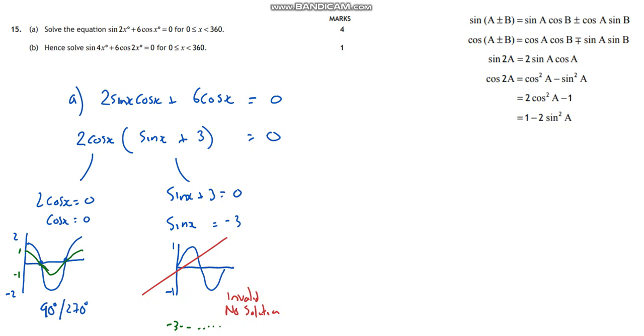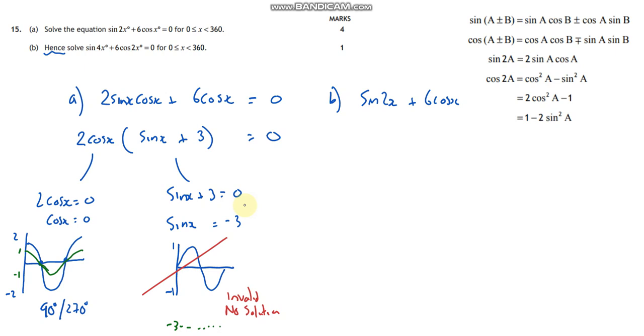Really, really nice question. Part B, so we've got a "hence". The word "hence" always means look at what you've just done. Solve this. Okay, well, let's think about it. I just solved sin 2x plus 6 cos x, because we said that that was the same as this. So I've solved that one.